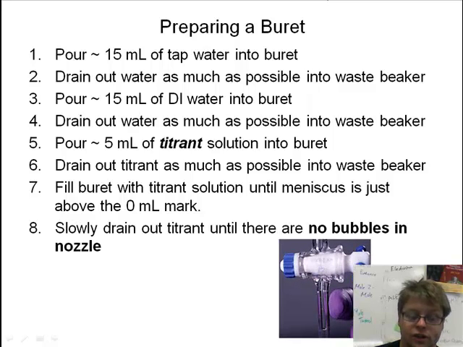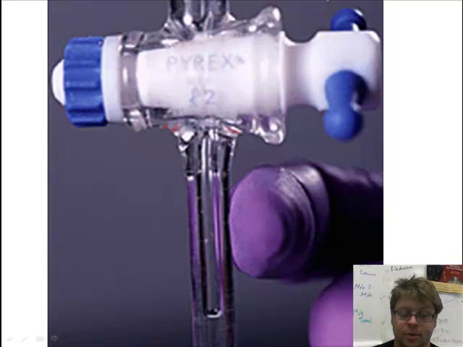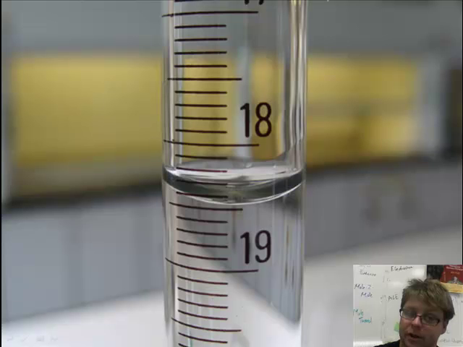Slowly drain out the titrant until there are no bubbles in the nozzle. Here's a picture of a bubble in the nozzle. You can slowly tap it as you are draining it out to try to get that bubble out. Be very careful of tapping it.